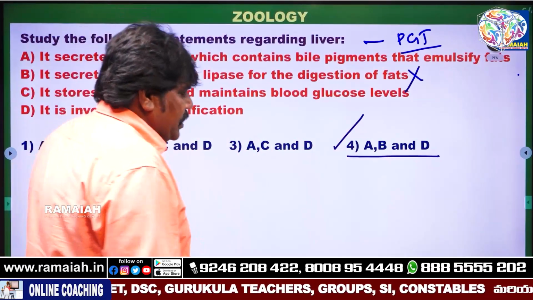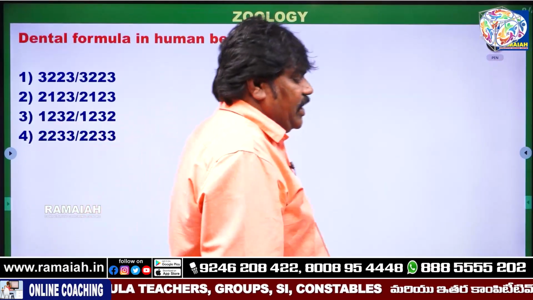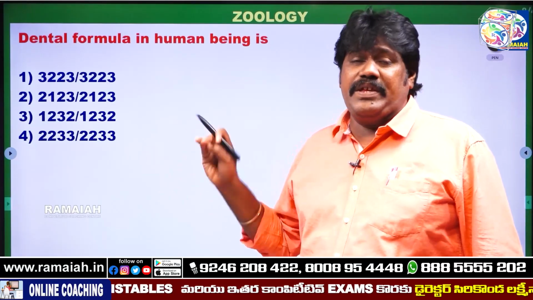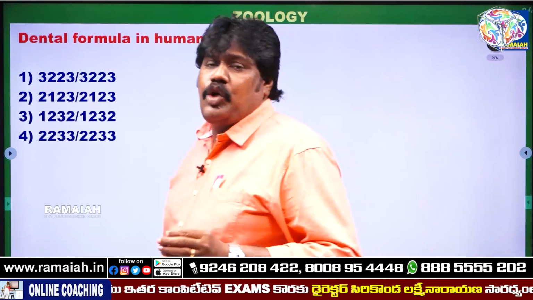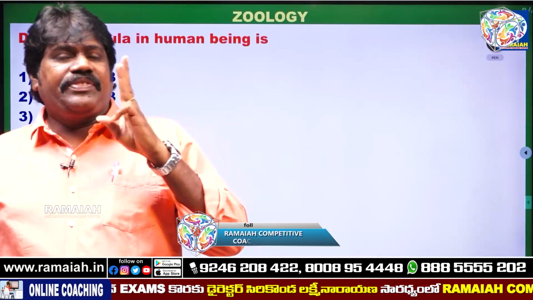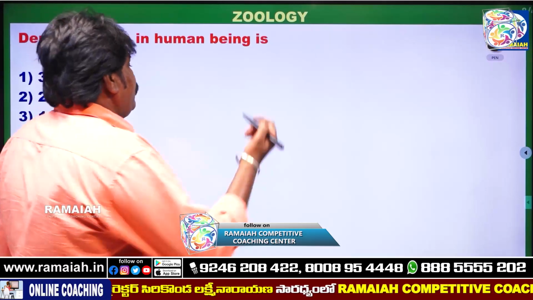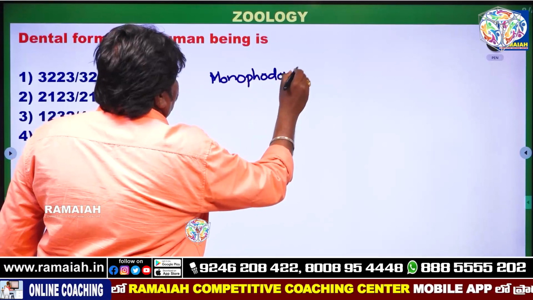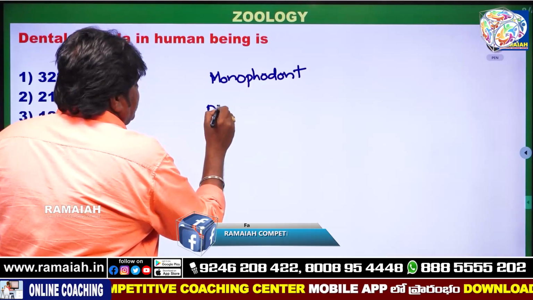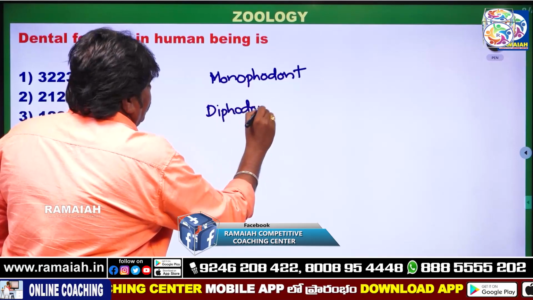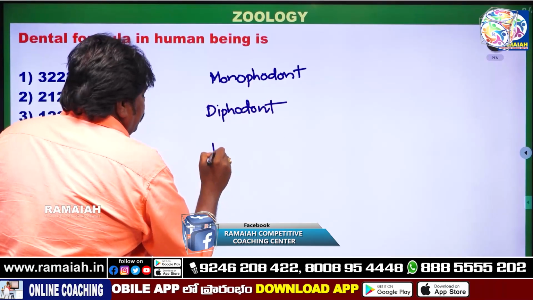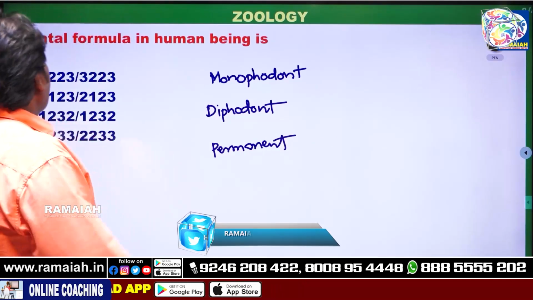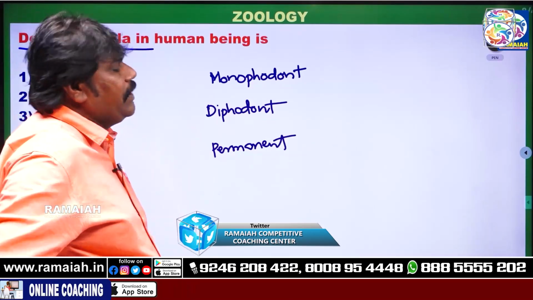Next one, second question. Dental formula in human being is. It is a direct, simple, but confusing question. The human being has how many dental formulas? It means 3 dental formulas. First one is monophyodont formula, second one is diphyodont formula, third one is permanent dental formula. Here the question asks for the permanent dental formula of human beings.